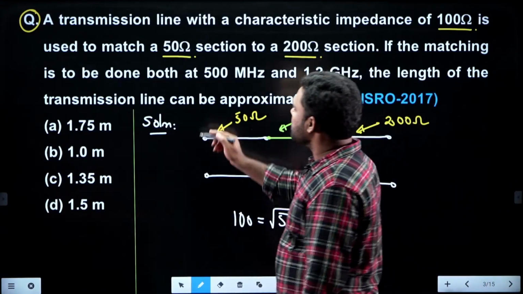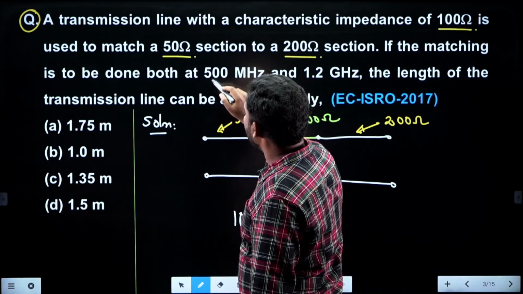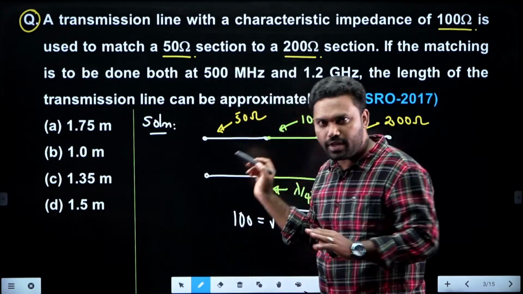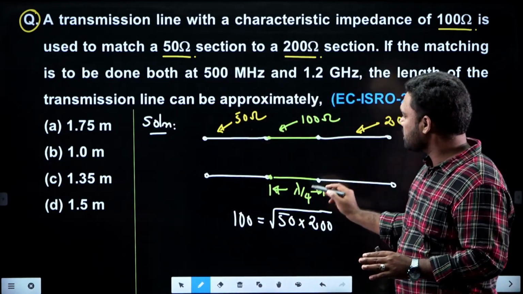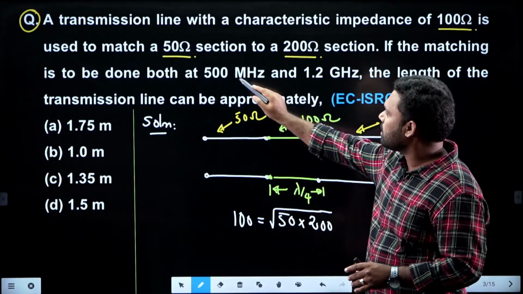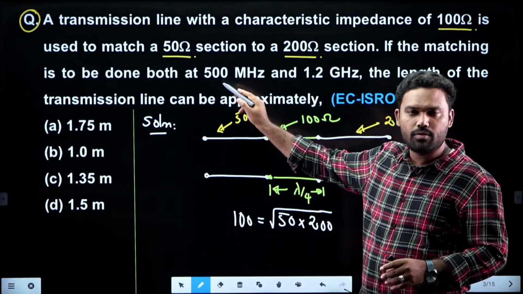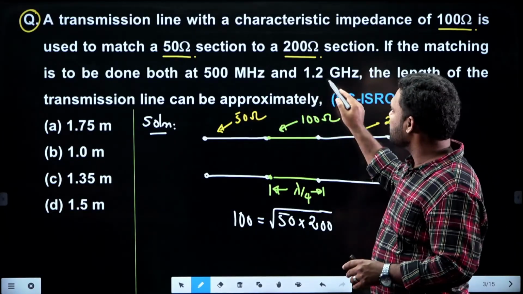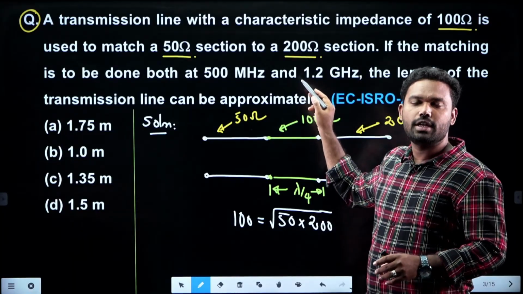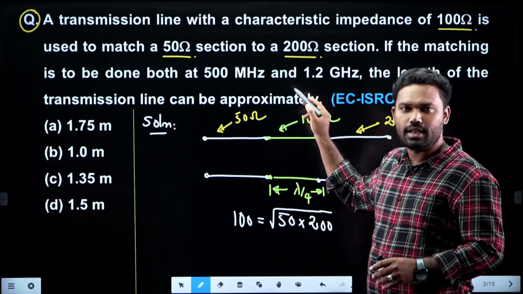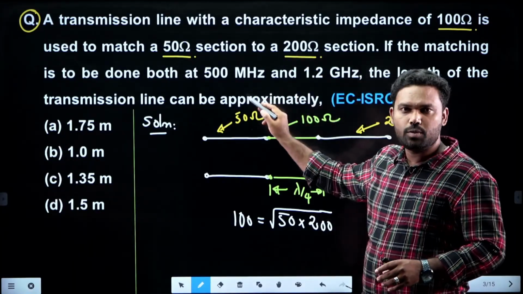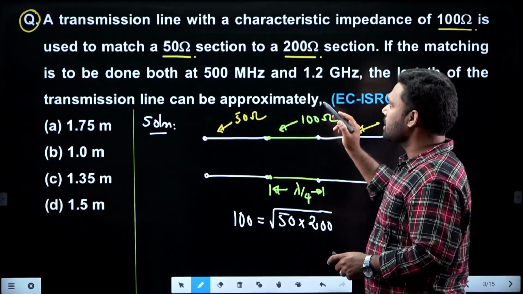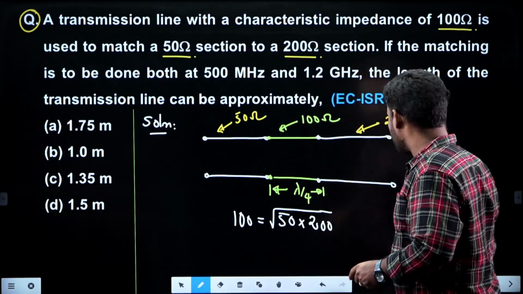See, the impedance needs to be matched at two frequencies. It is not a single frequency. If it were a single frequency, you could find its corresponding wavelength and divide by 4, and you will get a single length. But the matching needs to be done at two frequencies, so we are going to find out the corresponding wavelength for each.